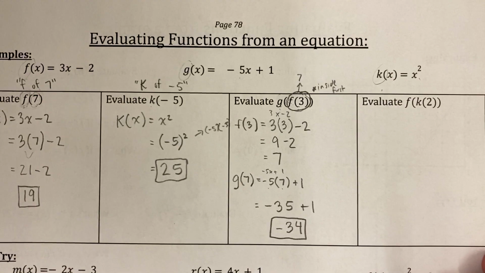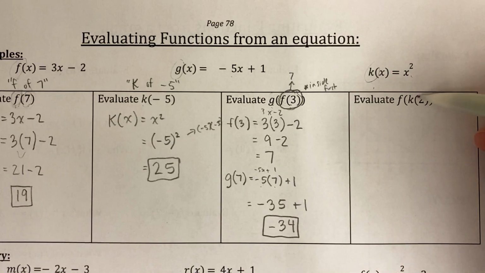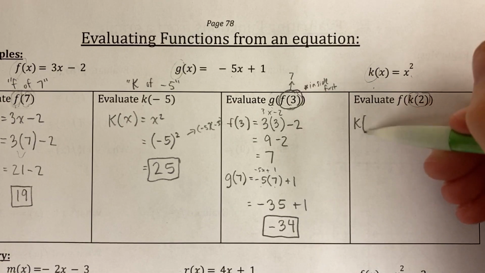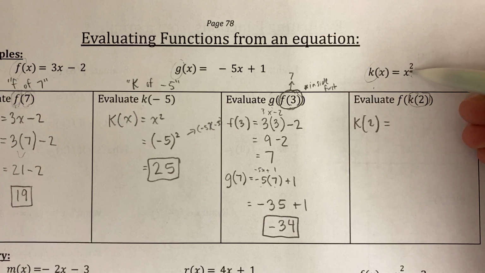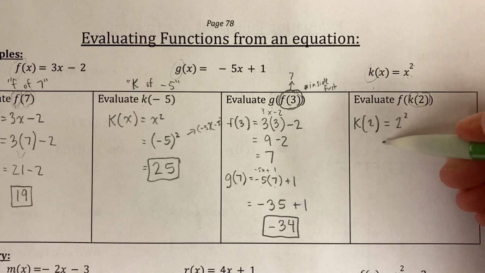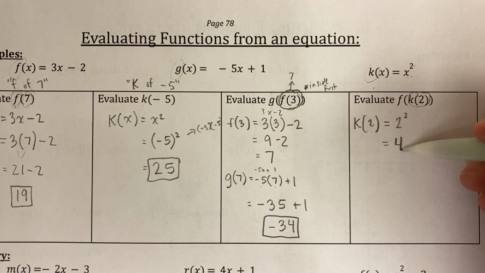Okay, last one. Here I do the inside first. So I'm going to do K of 2. What does that equal? Well, the K machine squares a number. It takes X squared, so I'm plugging in 2 squared. Okay, so what does that equal? 2 squared means 2 times 2, that's 4.